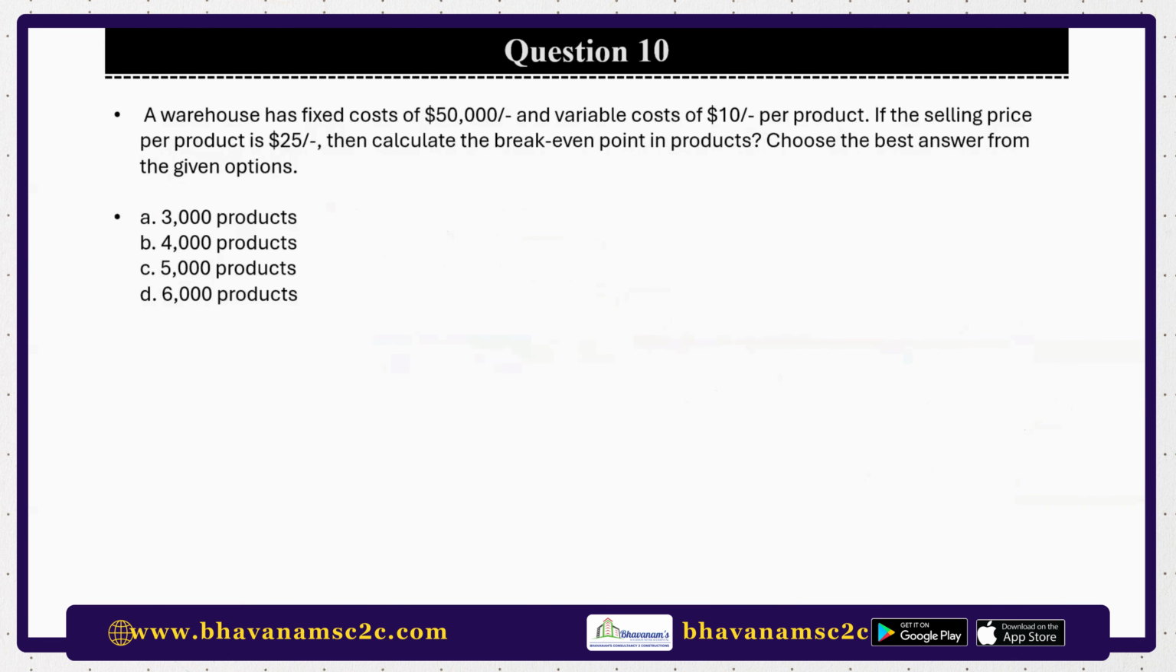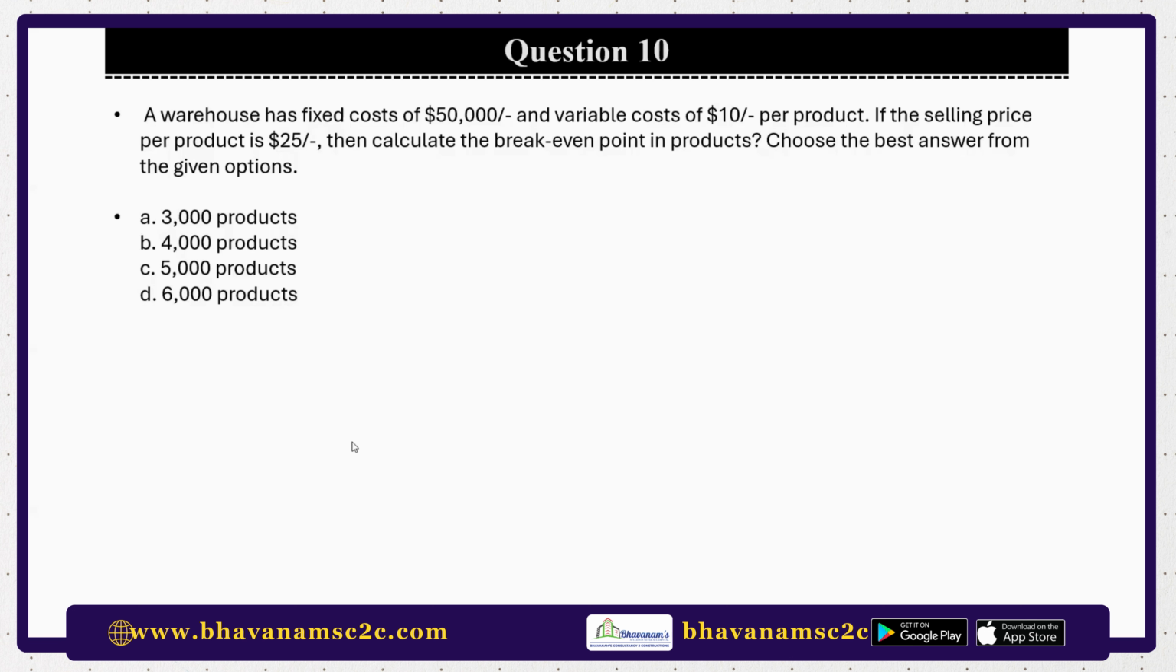Now let's read the question. A warehouse has a fixed cost of $50,000 and a variable cost of $10 per product. If the selling price per product is $25, then calculate the break-even point in products. Choose the best answer from the given options which satisfies the question. And one thing, you don't have a specific formula for the break-even concept within the handbook. All you got is theory. Okay? No matter what, by using general thinking or by understanding the question, you can get the problem.